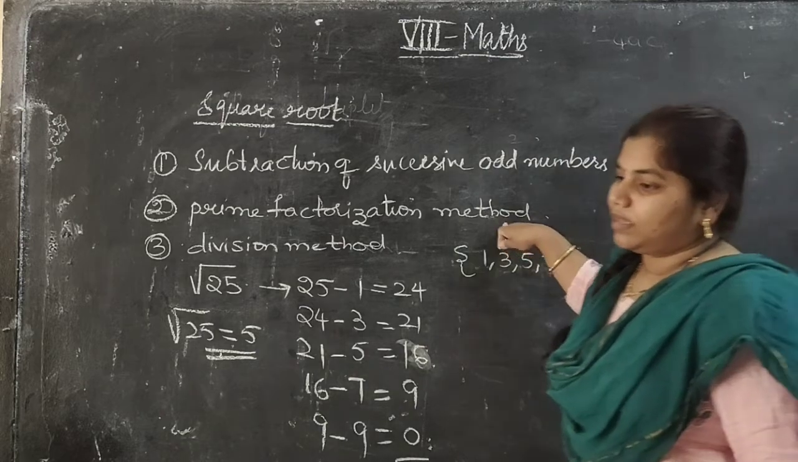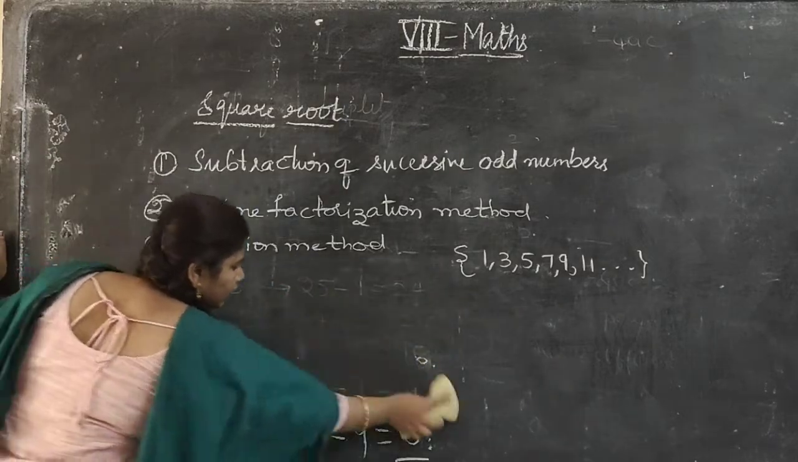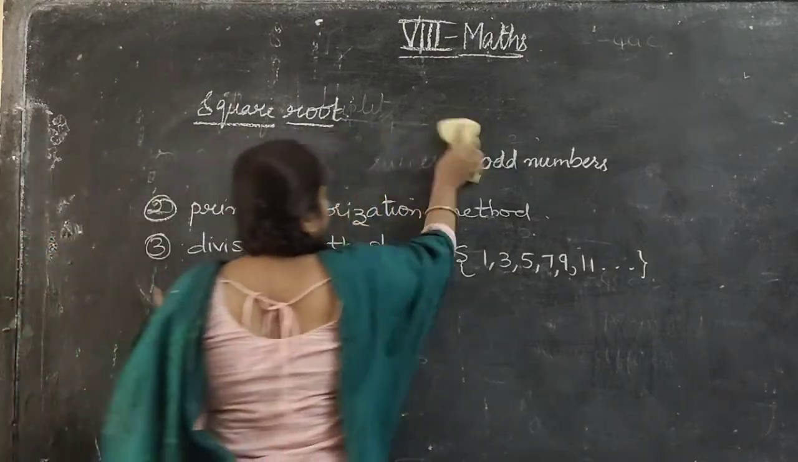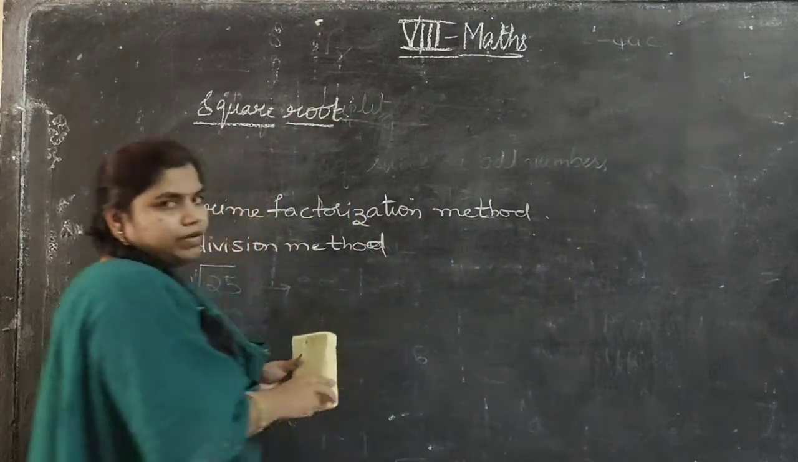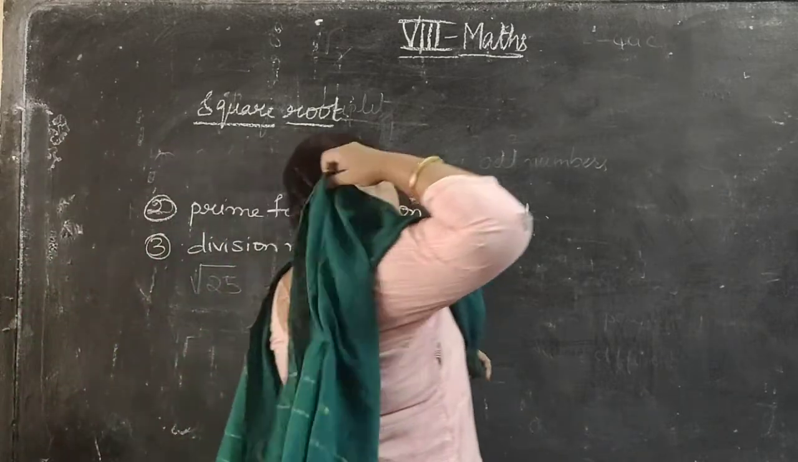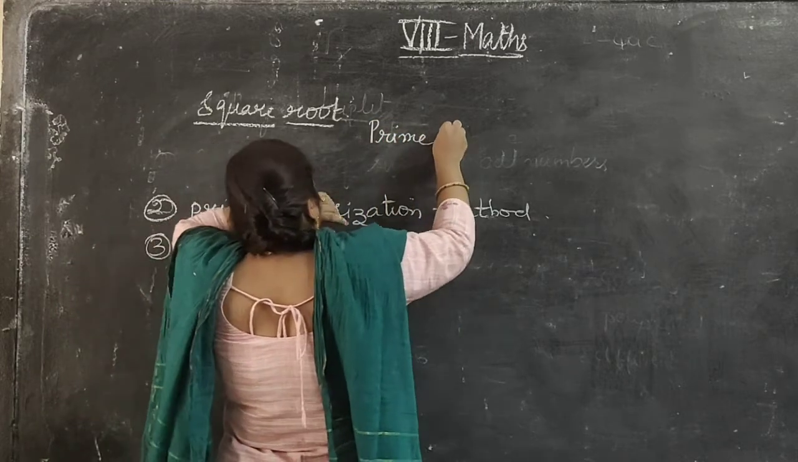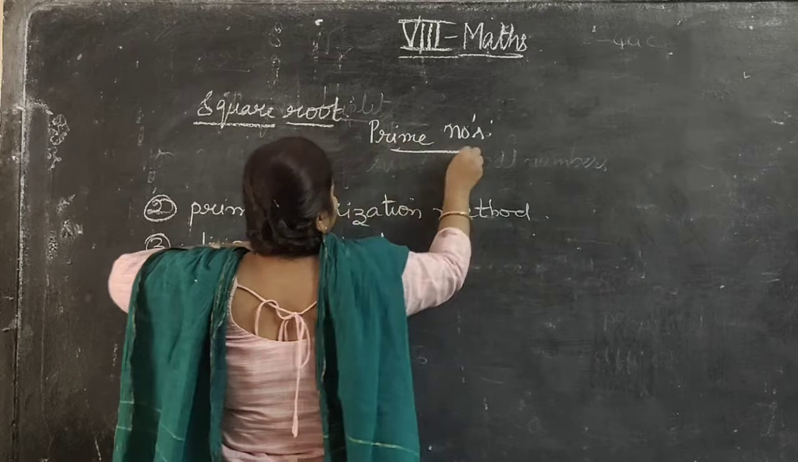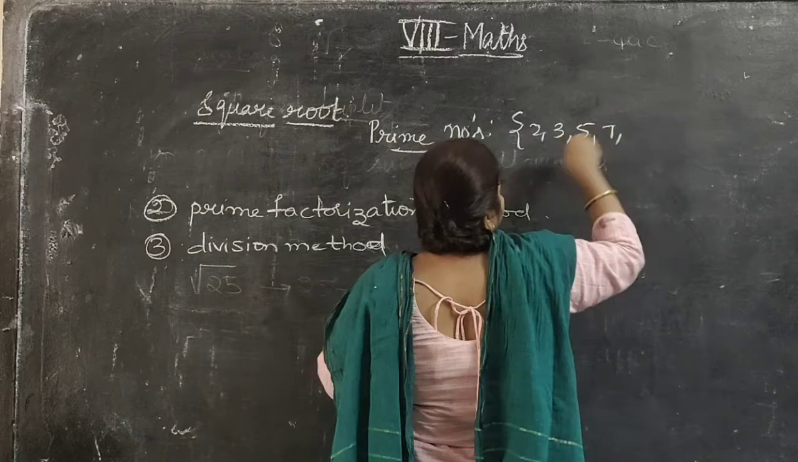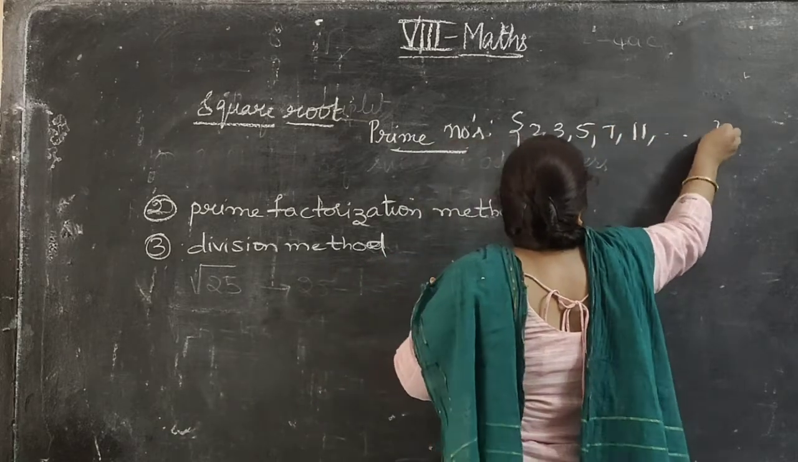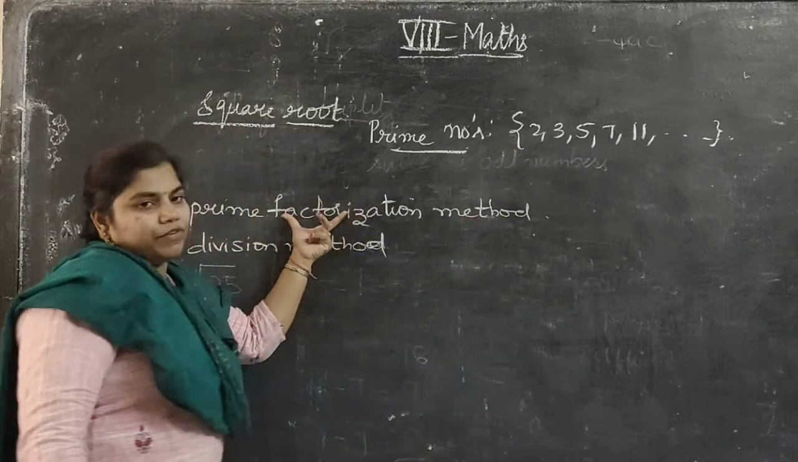Next is the prime factorization method. Only prime numbers we will use. What are prime numbers here? What do you mean by prime numbers? Prime numbers have only two factors, 1 and itself. So by using these prime numbers, we will do this prime factorization method. Prime numbers are 2, 3, 5, 7, 11 and so on. So these all are prime numbers. Only by using these prime numbers are we finding this prime factorization.